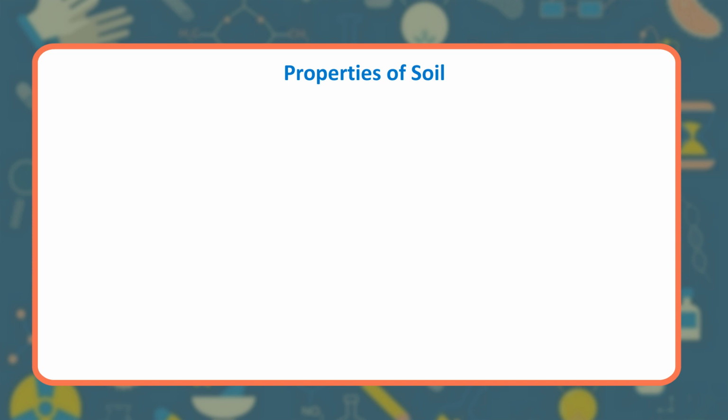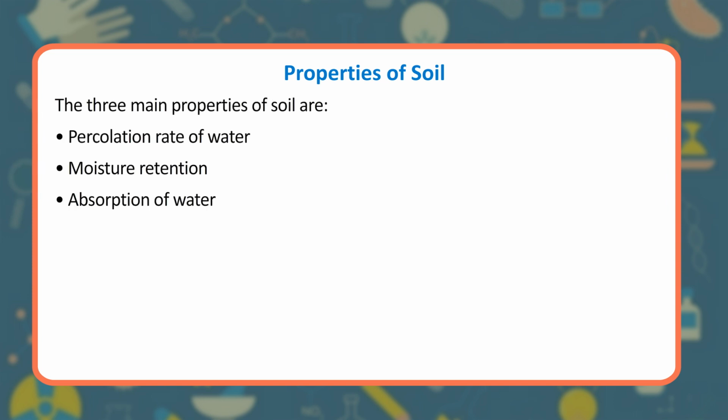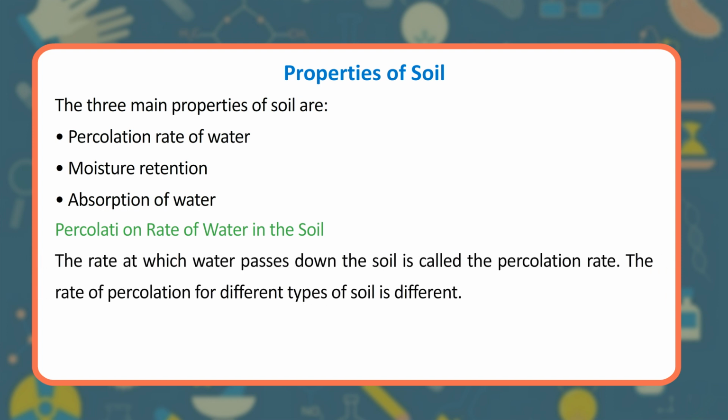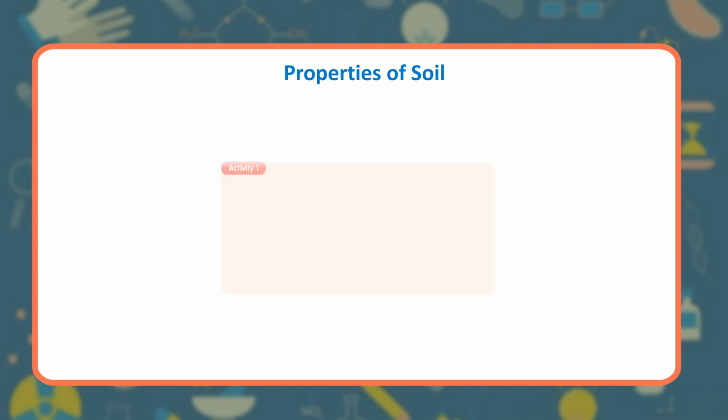Properties of soil. The three main properties of soil are percolation rate of water, moisture retention, absorption of water. Percolation rate of water in the soil. The rate at which water passes down the soil is called the percolation rate. The rate of percolation for different types of soil is different.